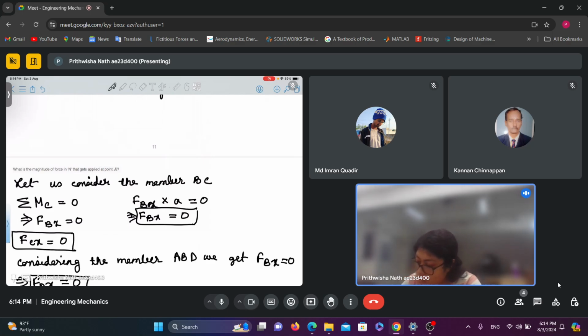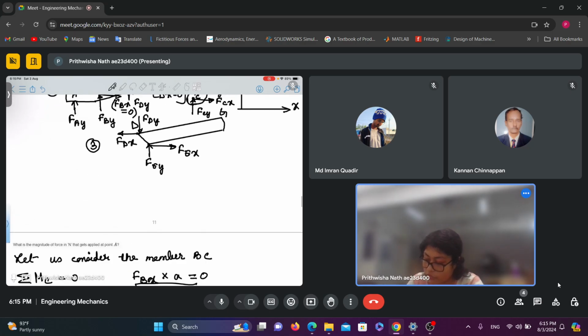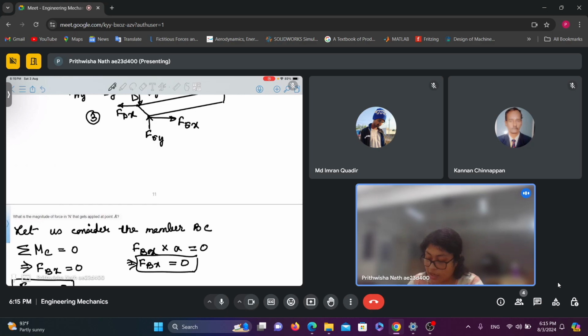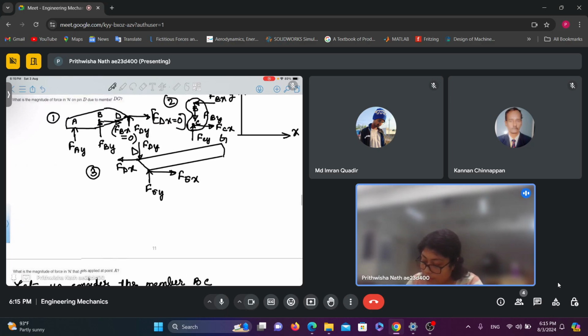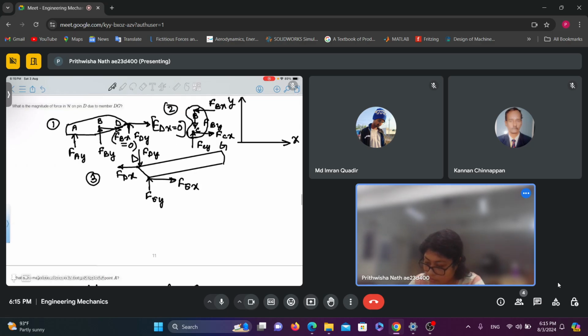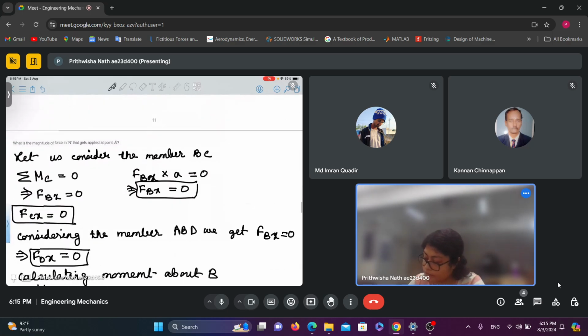Next, we need to find out the magnitude of force that gets applied at point A. So we are considering this member BC. From BC we can see, and if we calculate moment about C, we will see that Bx is becoming 0. So Fcx is also 0.